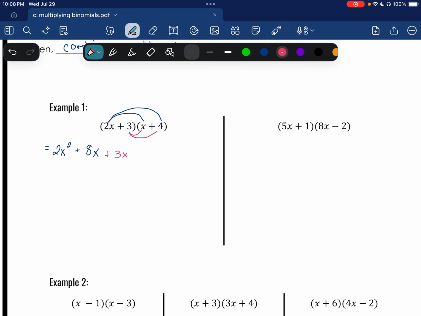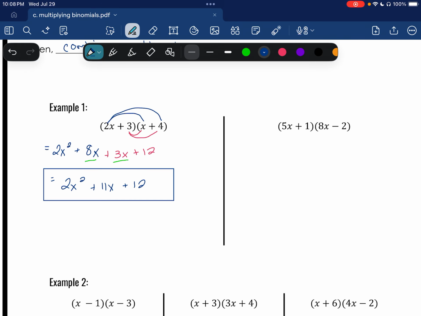Alright, now notice how we have 8x and 3x here. So I only have one x squared term, I only have one constant term, 12. But here I have two linear terms in the middle that just have x to that first power. So I can combine those like terms together, and I'm going to end up with 2x squared plus 11x plus 12. There we have it. That right there is the product, right? The answer to a multiplication problem of 2x plus 3 and x plus 4.